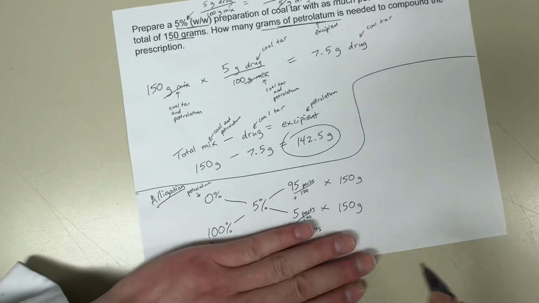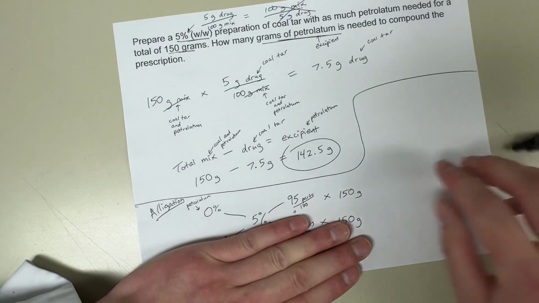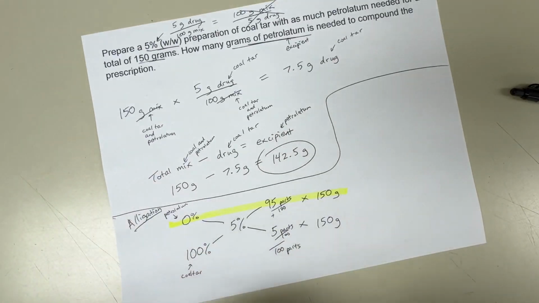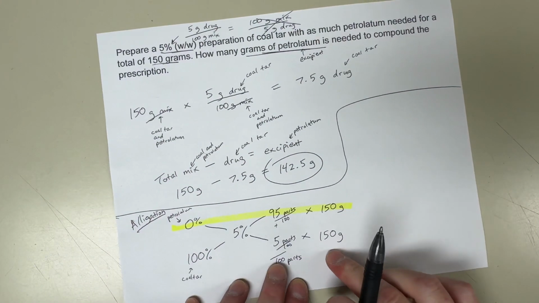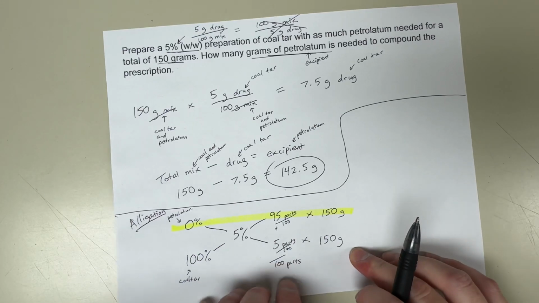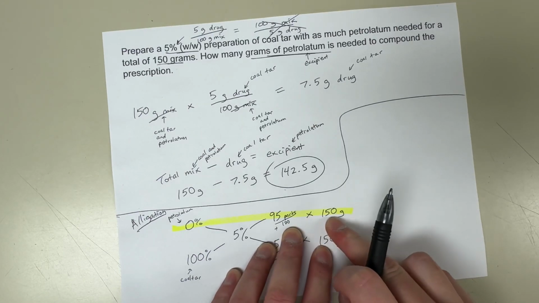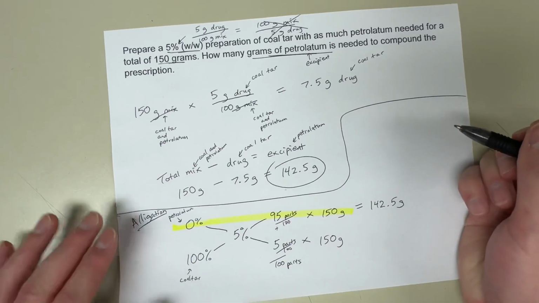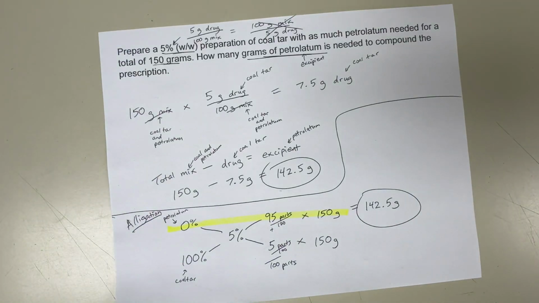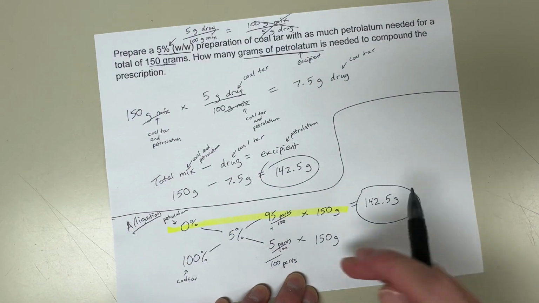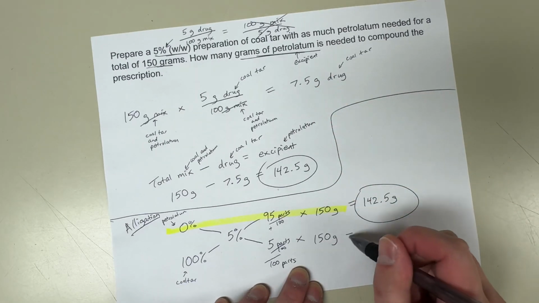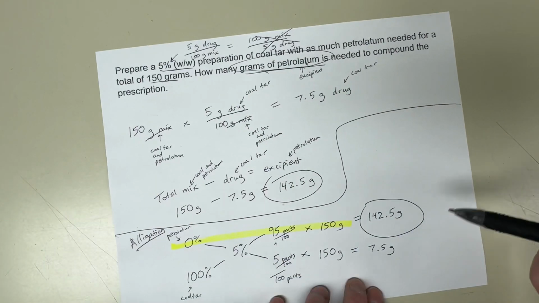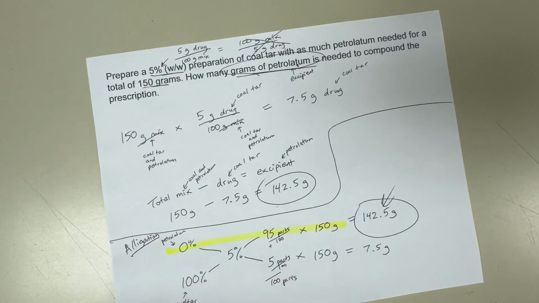And so the question is asking for the petrolatum, which is the top half up here. And you don't need the bottom half because that calculates the amount of coal tar. So when I calculate the top half, it's 95 over 100 times 150. That equals 142.5 grams. And that's my answer. I mean, you could calculate the bottom here, but I know it's going to be 7.5 grams like up here because it's the amount of drug. But remember, the question's asking for the petrolatum only. And the answer is 142.5 grams.